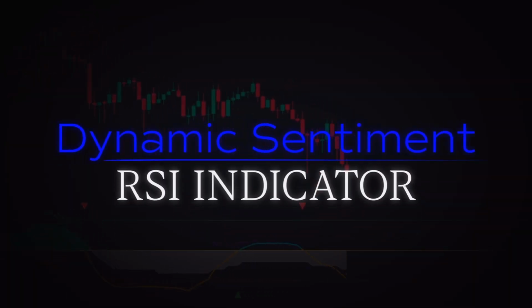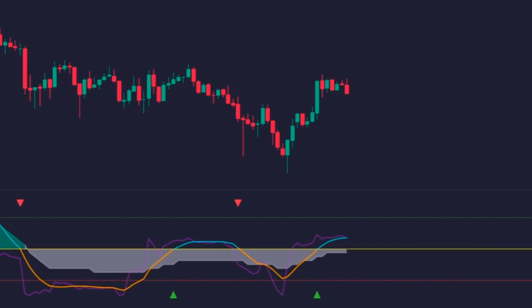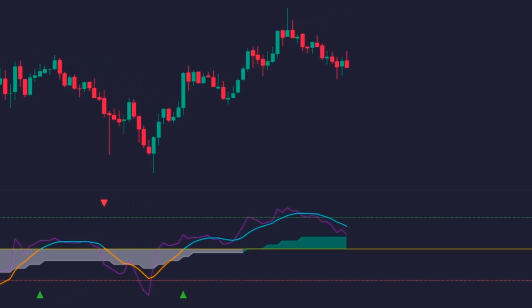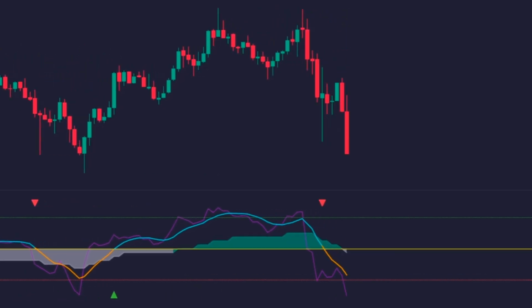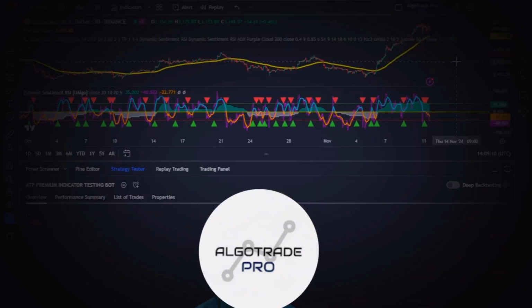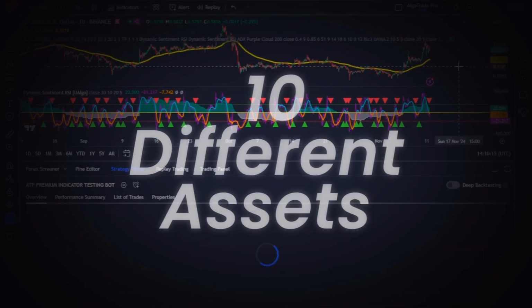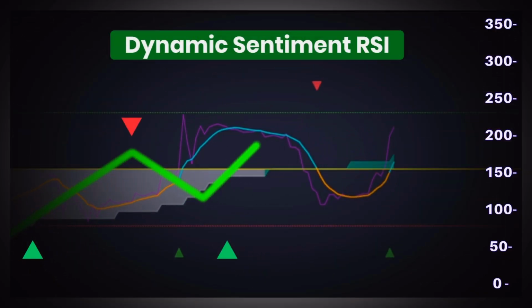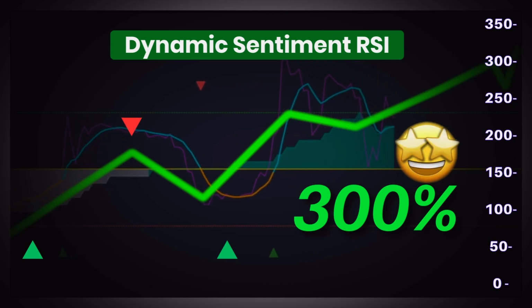Today we'll explore the Dynamic Sentiment RSI indicator, an innovative indicator that combines the power of the RSI with advanced market sentiment techniques. We'll test it across more than 5,000 trades and 10 different assets, and we will discover how this indicator made a profit above 300%.